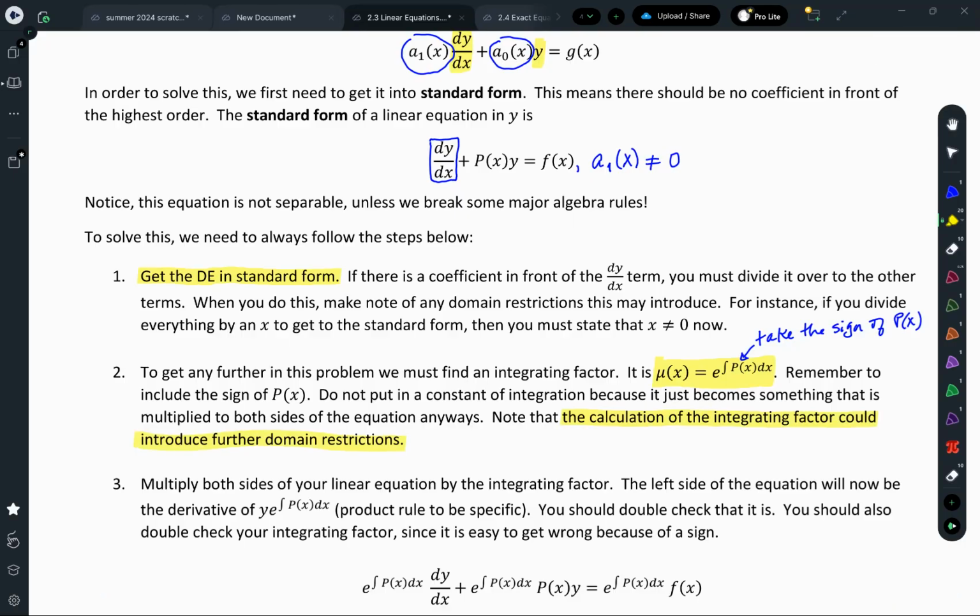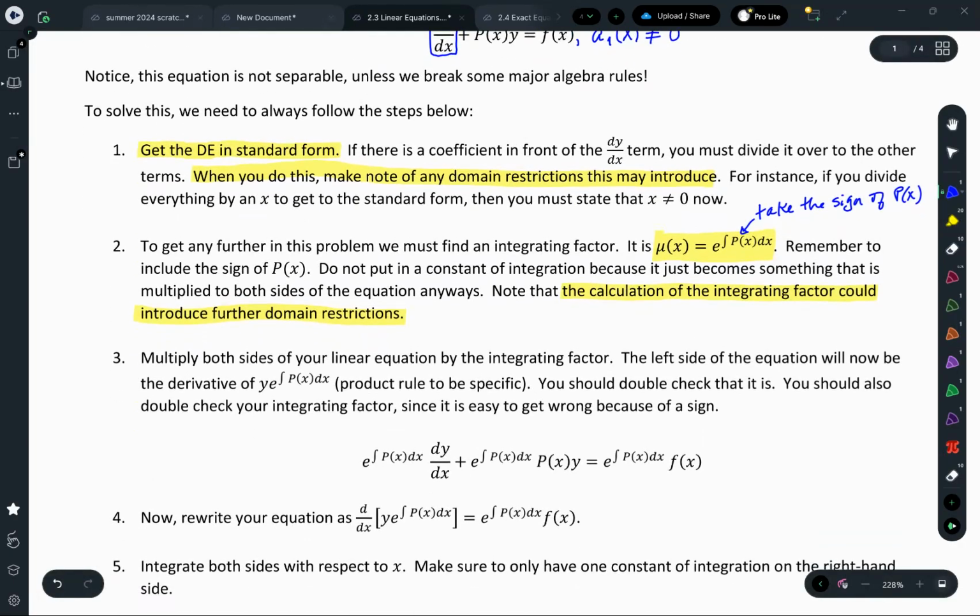Okay, so maybe in the first step I should also say, if there's a coefficient in front of the dy/dx term, you must divide it over to the other terms. And when you do this, make note of any domain restrictions this may introduce. So that's a key part we have to keep our eyes open for at each step. Okay. Once we've calculated the integrating factor, whatever it happens to be, we will multiply both sides of the linear equation by the integrating factor.